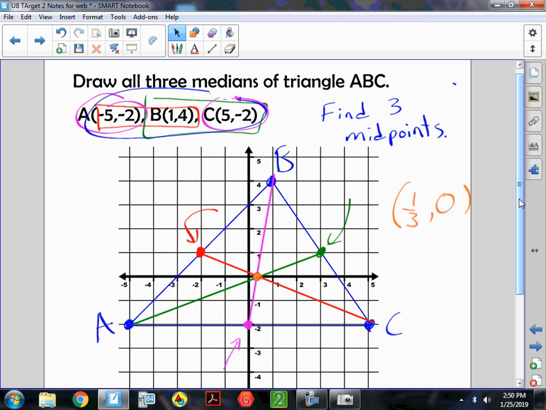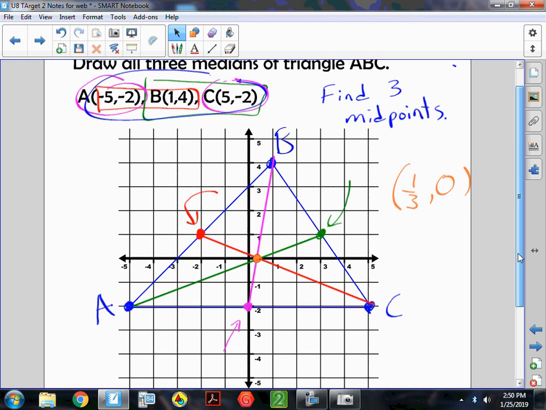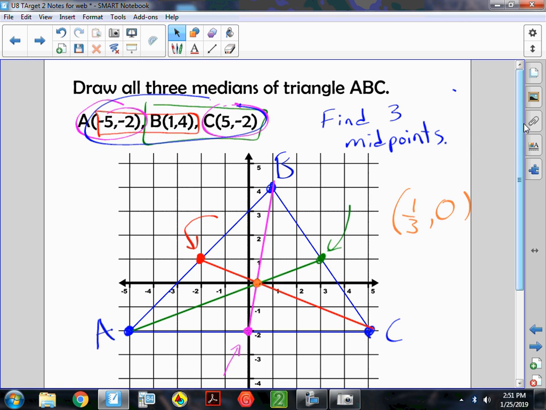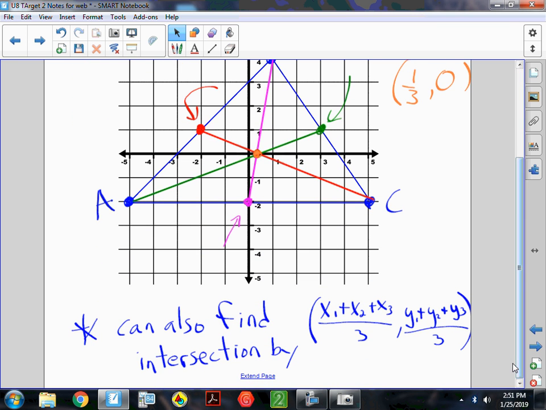Then what we talked about in class was that there's a faster way to find that point on the inside of the triangle. And you can find it by doing the average of all the x's for the 3 points A, B, and C, and the average of the y's. So x plus x plus x divided by 3, y plus y plus y divided by 3. If you do that for this problem, you will also get 1/3, 0 using the x's and y's from A, B, and C. You can check out the homework problems if you want to see that being worked out.